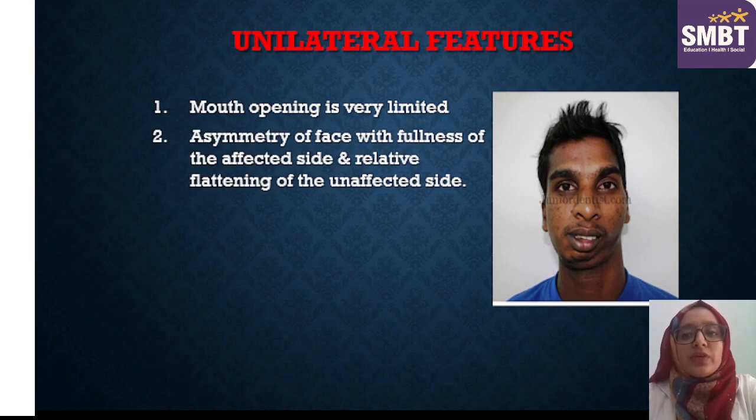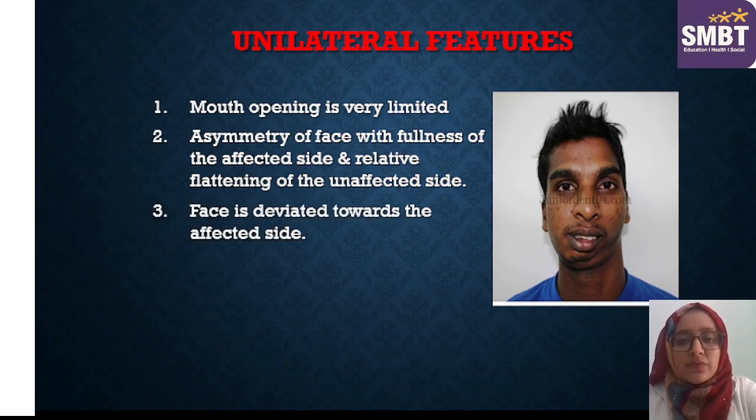Then asymmetry of the face, with fullness of the affected side and relative flattening of the unaffected side. So here the right side of the patient is affected by ankylosis, so there is fullness, and the left side has become flattened. The face is deviated toward the affected side. So in this picture you can very easily see the patient's face is deviated toward his right side.